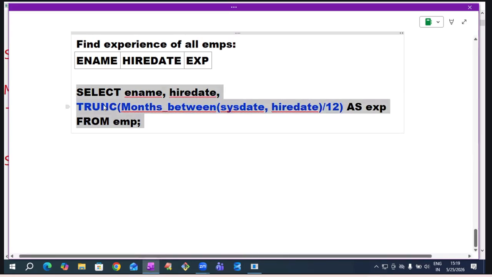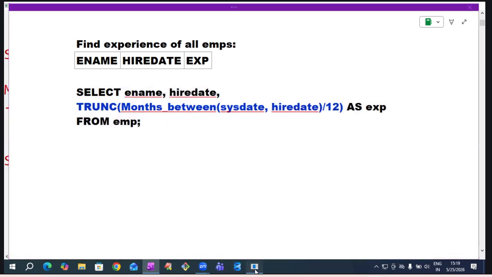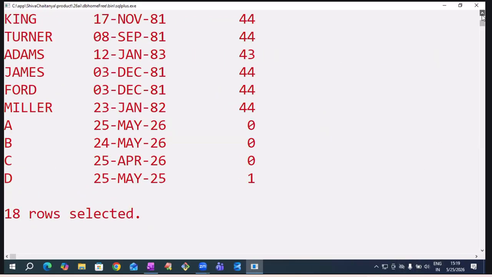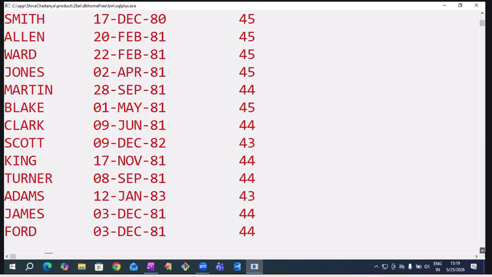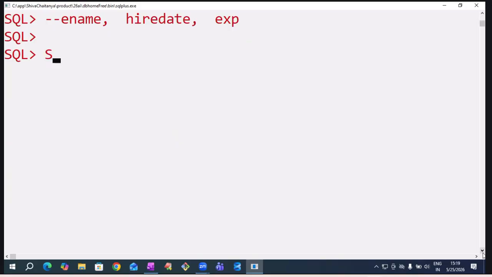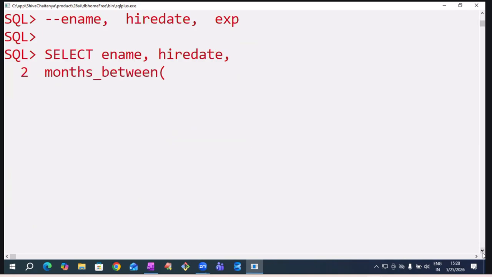I'm copying this. Okay, observe now. We are getting experience in the form of years. Observe, sir. For clarity, let me show step by step. ename, hire date, experience we want. Step by step, I'm showing. Observe here. Select first column, ename. Second one, hire date. To find experience, I'm using the function MONTHS_BETWEEN to get today's date, SYSDATE, comma, hire date.